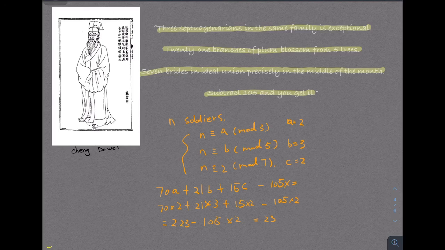And we can check our answer: 23 divided by 3 equals 7, and we have a remainder of 2. And 23 divided by 5 equals 4, and the remainder is 3. And 23 divided by 7 is 3, and the remainder is 2.